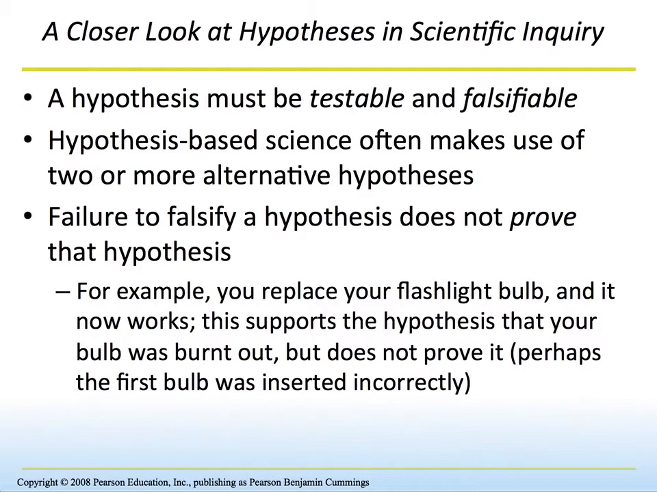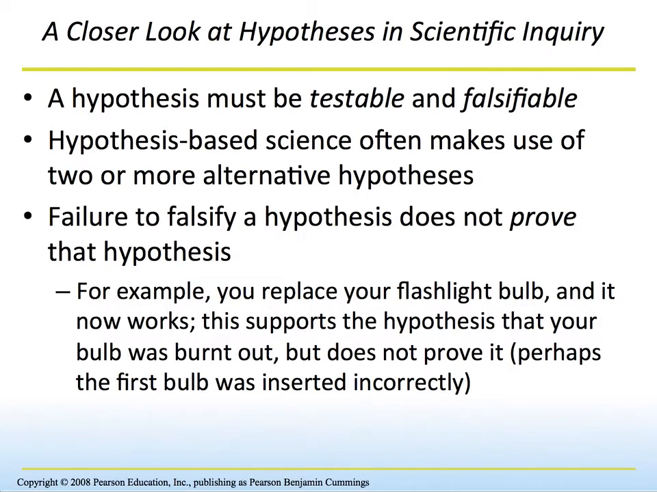So the hypothesis must be testable and falsifiable, right? Sometimes your hypothesis is wrong. Hypothesis-based science often makes use of two or more alternative hypotheses. So you might come up with one, you might disprove it, and need to come up with another one. Usually we only approach one at a time. Failure to falsify a hypothesis does not prove it to be true.